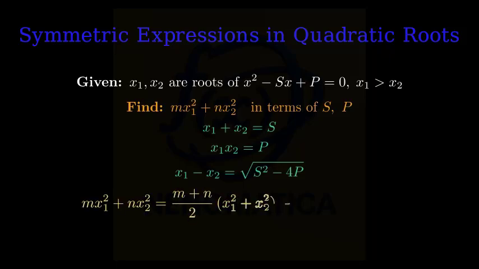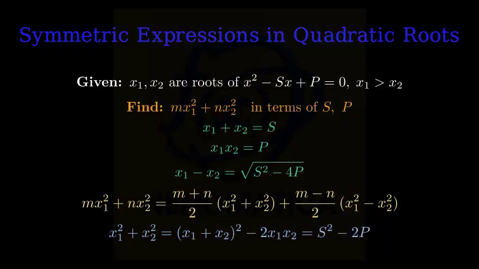The key trick is to rewrite m times x1 squared plus n times x2 squared as a combination of the symmetric pieces x1 squared plus x2 squared and x1 squared minus x2 squared. That split isolates a perfectly symmetric part and a perfectly antisymmetric part. First, compute x1 squared plus x2 squared. That equals the square of the sum minus 2 times the product, which is s squared minus 2p.